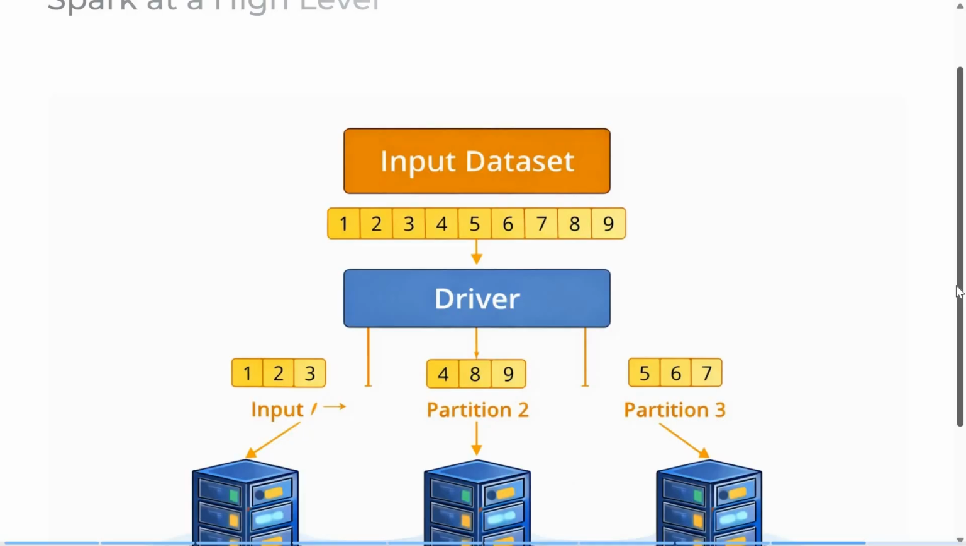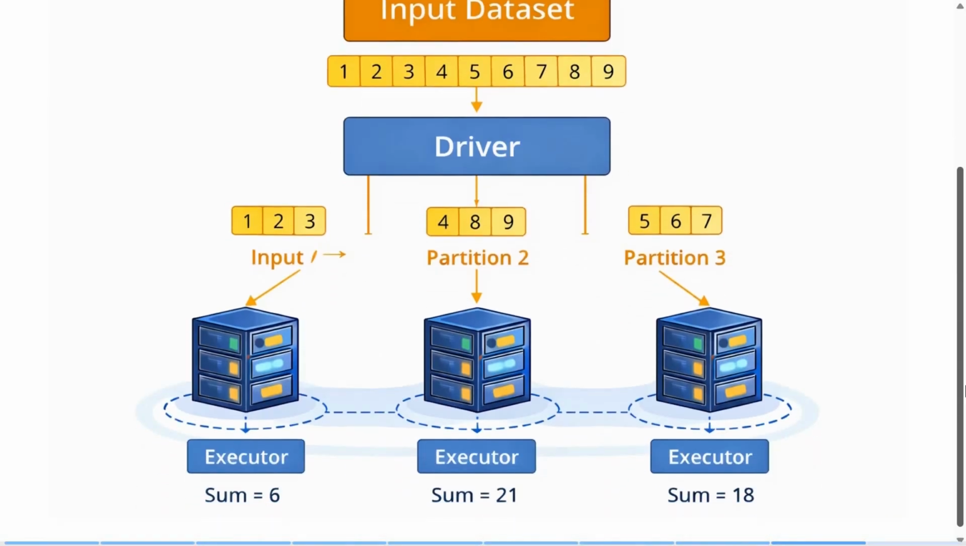So as you can see here, we have 3 executors. So Spark will divide the input dataset into 3 partitions. He will assign each partition to one executor, and each executor will work on this partition. So the first executor will calculate the sum on his partition and he will send it back to the driver. The second one will calculate the sum on his partition and send it back to the driver. And same for the third executor.